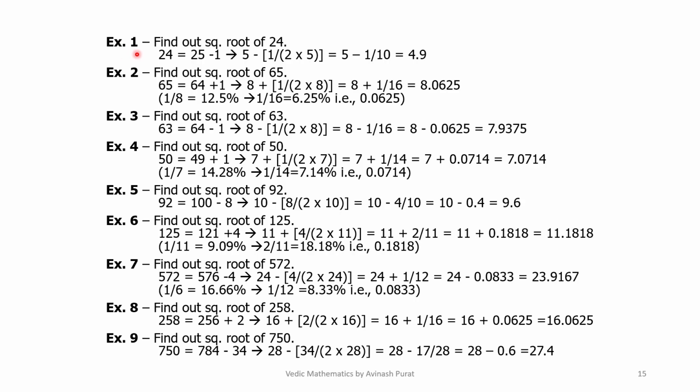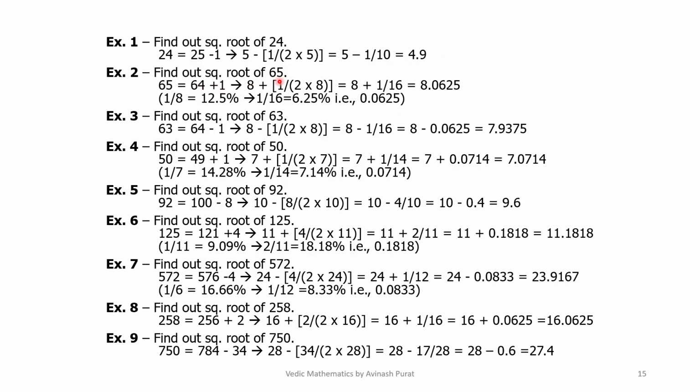Next examples we take. First example, find out square root of 24. Now 24 is 25 minus 1, that is 5 minus 1 divided by 2 into 5. 2 is fixed and 5 is square root of 25. So 5 minus 1 divided by 10, that is 4.9.